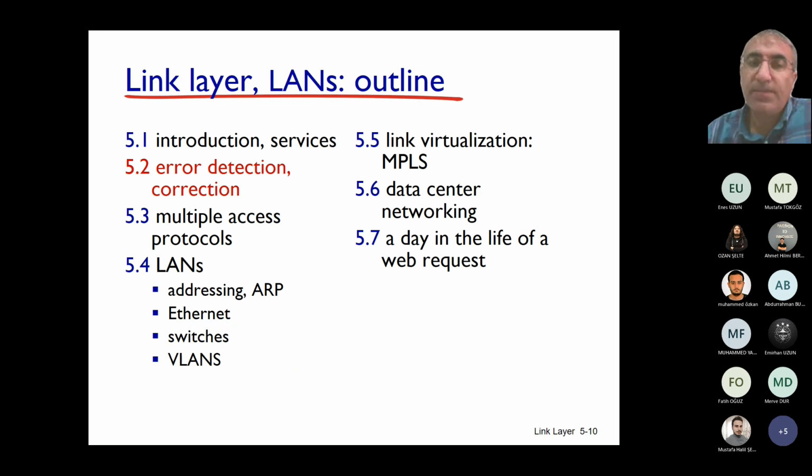Okay, guys, that was the introduction as well as the services that we provide at the link layer. Any questions so far?